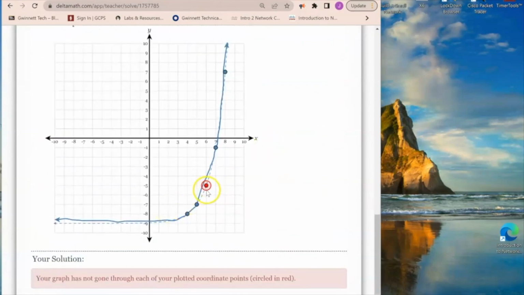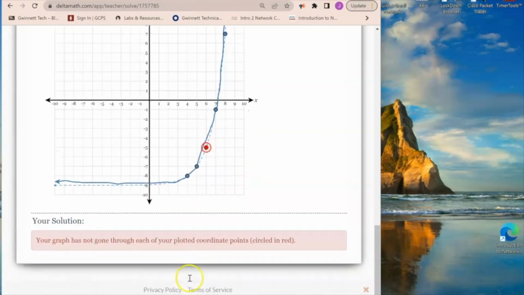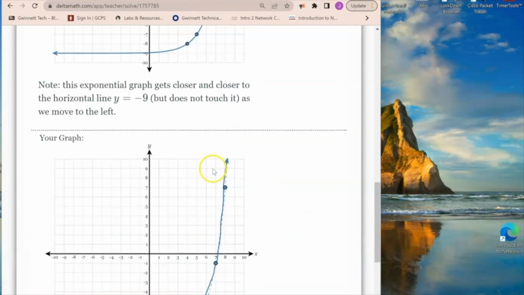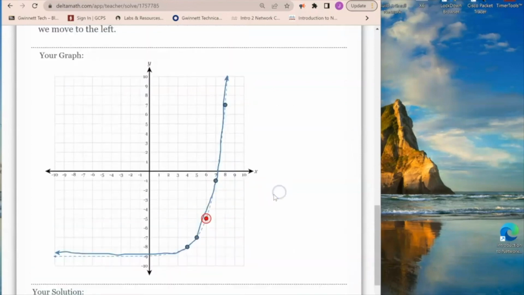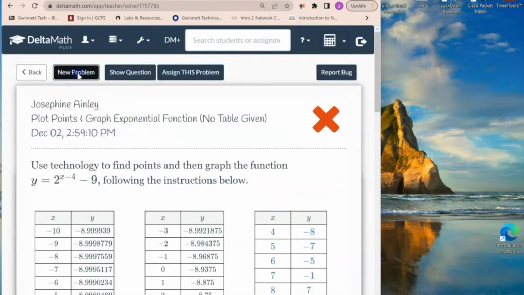Okay, so it does care. Yes, you do need to make sure you hit the points, because it's telling me I got it wrong because I didn't go through that point. So it does care about whether I hit the point. Here, I didn't quite hit this point, but I guess it's not that far away.